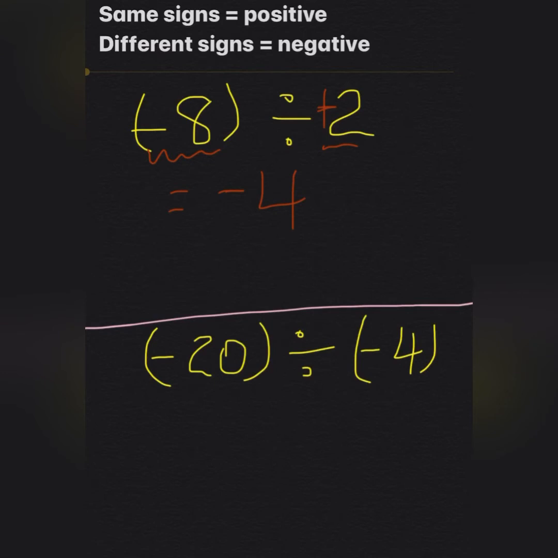Alright? Example number 2 says negative 20 divided by a negative 4. So let's divide like we know how. How many times can we get 4 out of 20? 5 times. Do we have same signs or different signs? We have a negative here and a negative here. So because the signs are the same, we end up with a positive 5. You know we don't need to write the positive beside it, right?